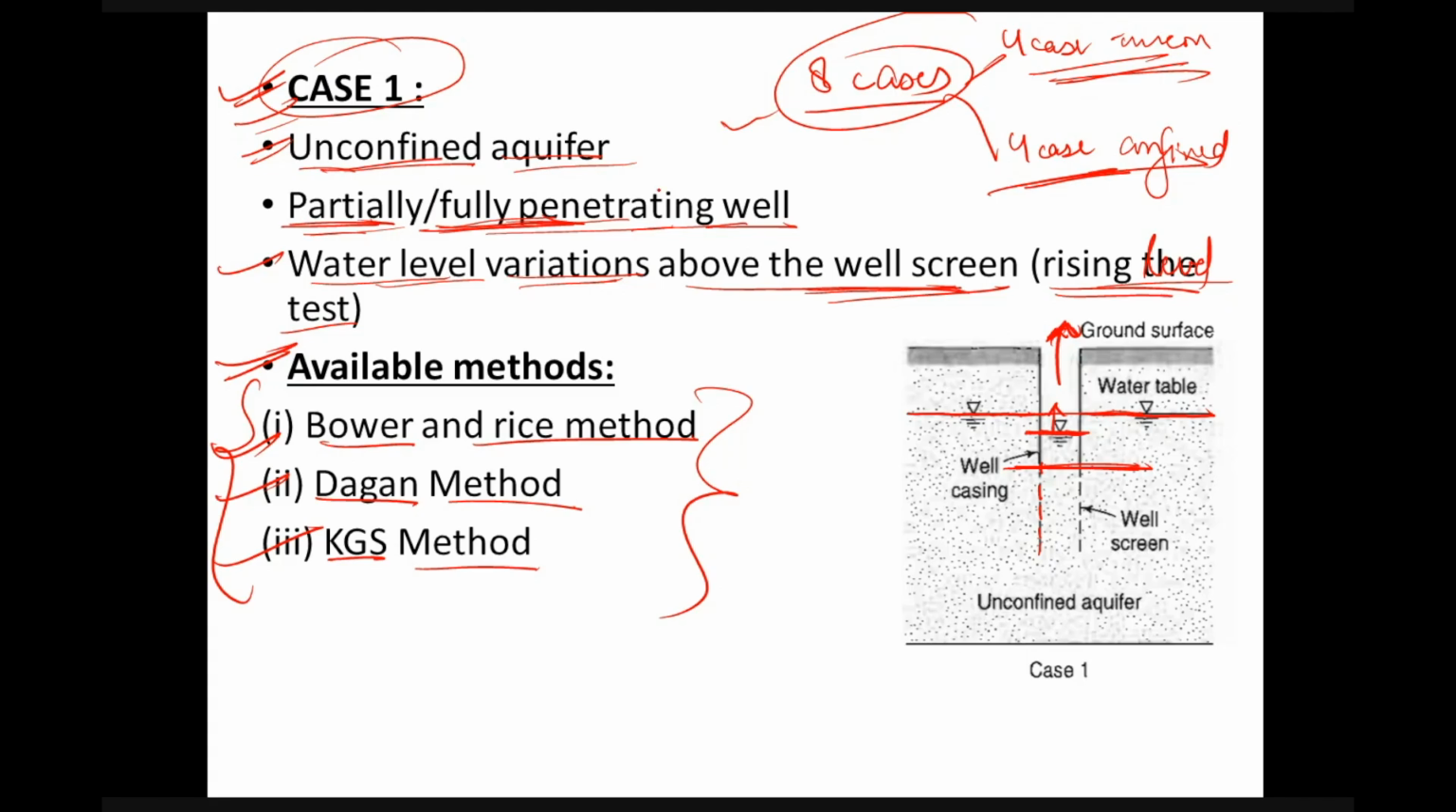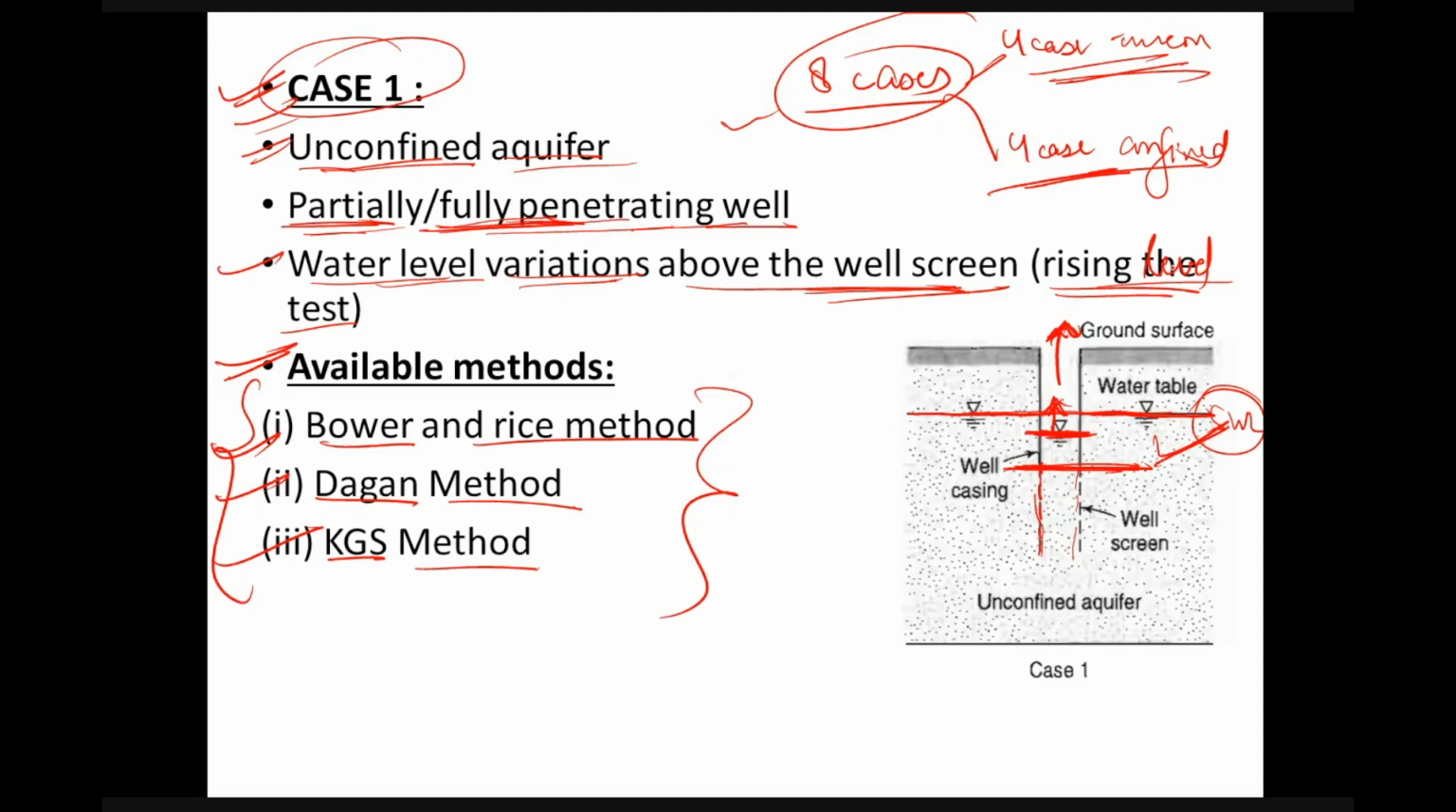Now, water level variations above the well screen. So this is the well screen that we have, this dotted thing, and whatever variations are occurring are above this screen only. ठीक है, इसके नीचे कोई भी water level में variation नहीं आ रहा है. So in this you can see this is the static water level present and this is the water level in the well. So in this case, to reach its equilibrium state, to reach its static water level, the water level in the well needs to rise.